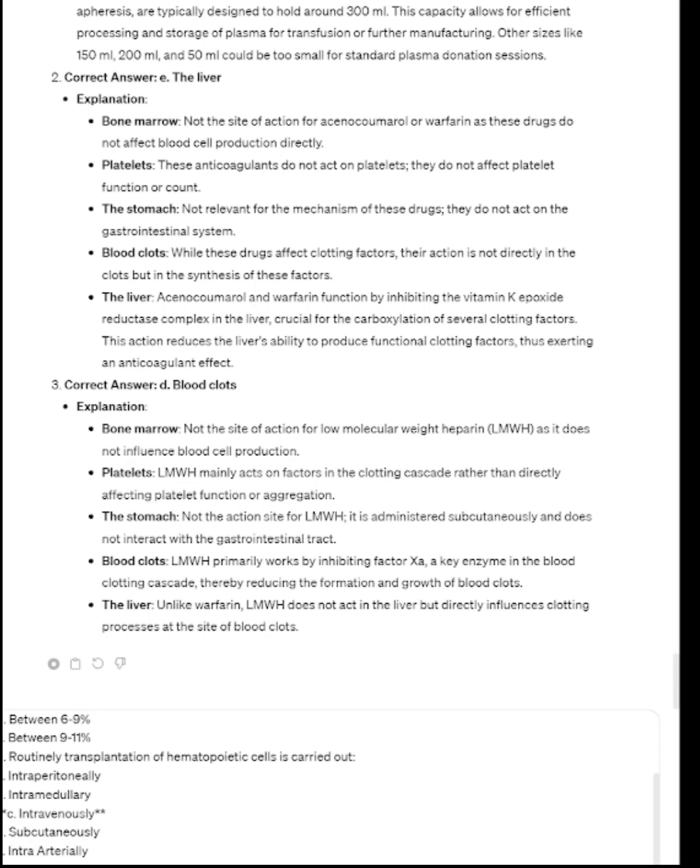Blood clots. LMWH primarily works by inhibiting factor Xa, a key enzyme in the blood clotting cascade, thereby reducing the formation and growth of blood clots. The liver. Unlike warfarin, LMWH does not act in the liver but directly influences clotting processes at the site of blood clots.